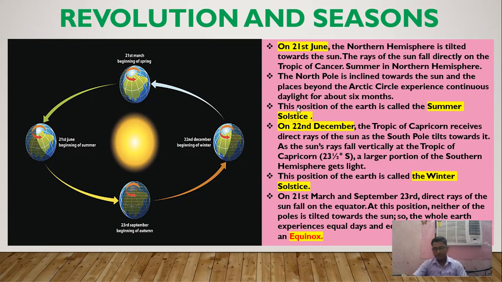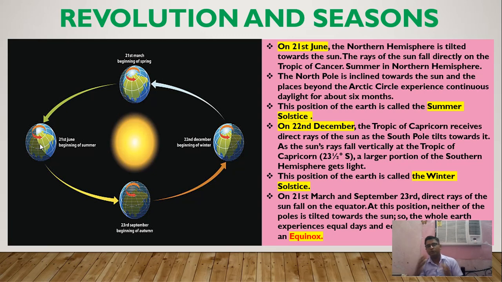Okay, so this situation when sun rays are directly falling on the tropic of Capricorn, then this situation is known as winter solstice. And June month, 21st June, when sun rays are falling directly on the northern hemisphere, this situation is known as summer solstice.